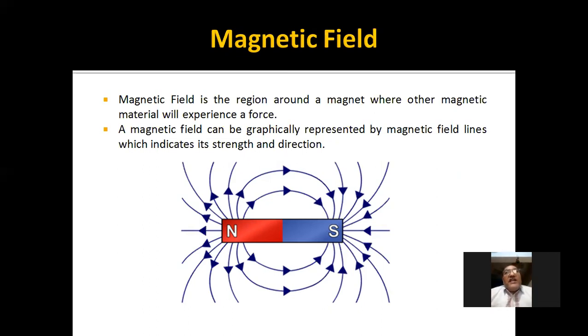Magnetic field is graphically represented by imaginary lines. Here you can see in this diagram we have represented the imaginary lines, and they come out of the North Pole and they go into the South Pole. So from the North Pole they are coming out, and from the South Pole they are going in.